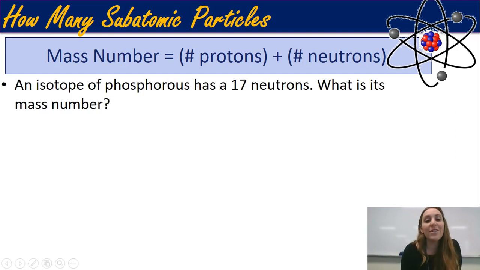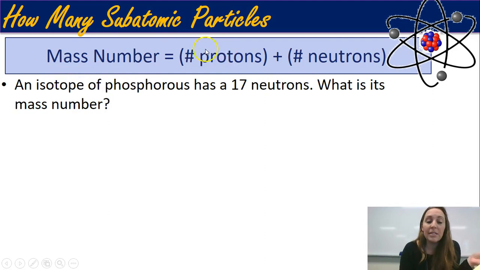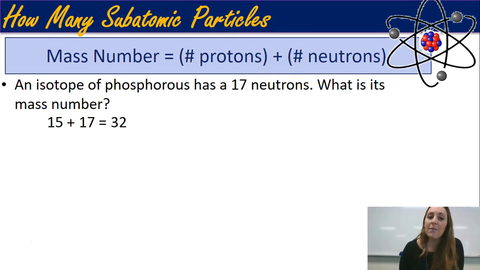An isotope of phosphorus has 17 neutrons. What's its mass number? First thing you want to do is find phosphorus on your periodic table. You're looking for the letter P for phosphorus, and you'll see that phosphorus is atomic number 15. So you know that phosphorus has 15 protons. Since the mass number is protons plus neutrons, if protons are 15 and neutrons are 17, you add them up. 32 is the mass number for phosphorus with 17 neutrons.